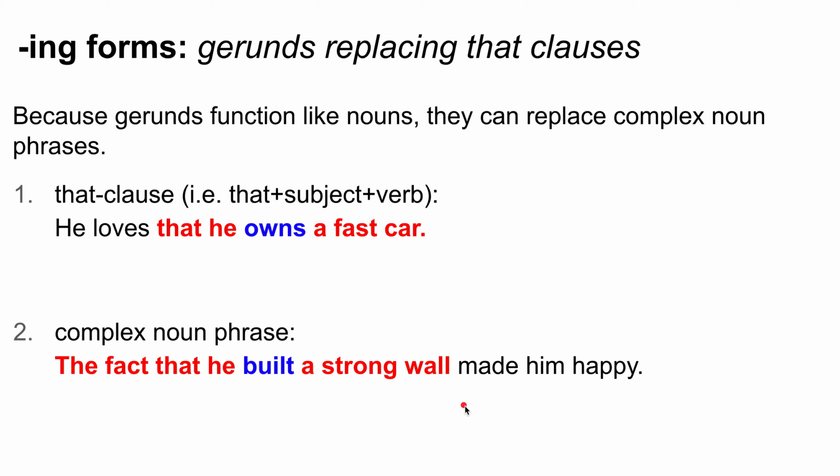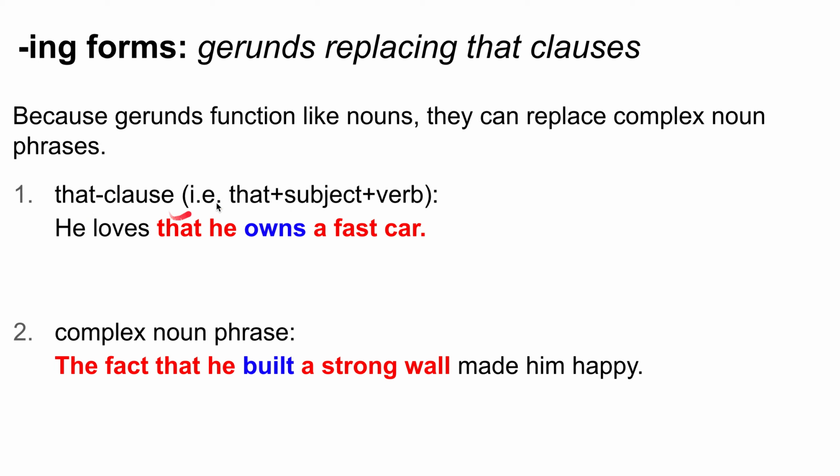Well, remember that we're looking at ing forms that simplify sentences, and gerunds can replace that clauses and complex clauses. So for example, because gerunds function like nouns, they can replace complex noun phrases. For example, they can replace a that clause. What is the that clause? It's that plus subject plus verb. Let's look at an example.